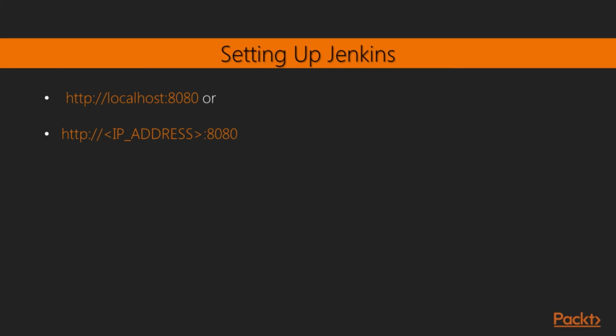Setting up Jenkins. Now that we've installed Jenkins, let's verify whether Jenkins is running. Open a browser and navigate to http://localhost:8080 or http:// your IP address :8080. If you have used Jenkins earlier and recently downloaded the Jenkins 2 WAR file, it will ask you for a security setup.